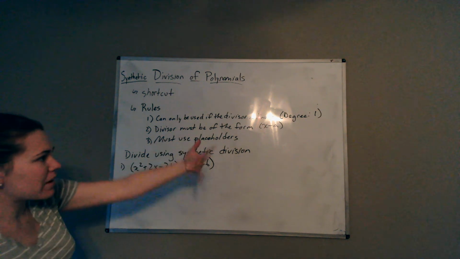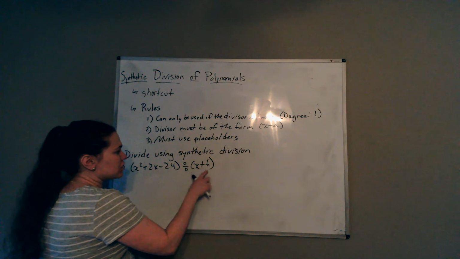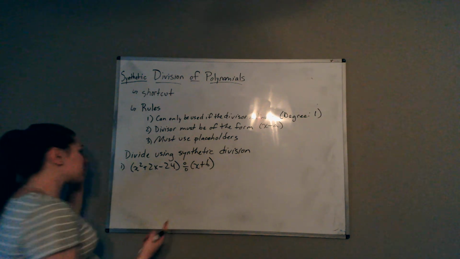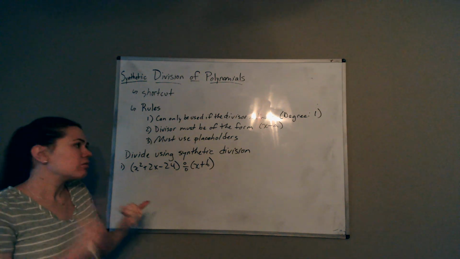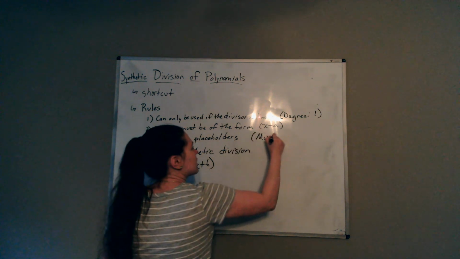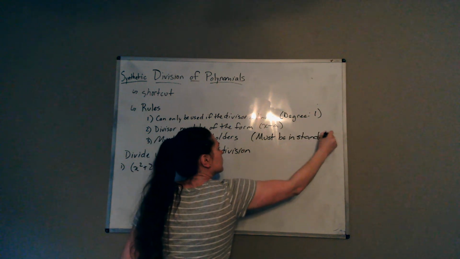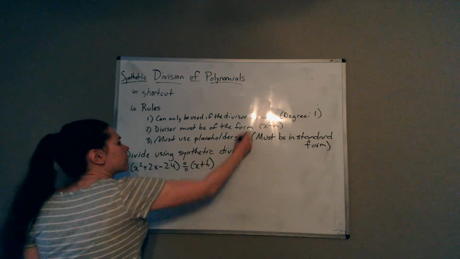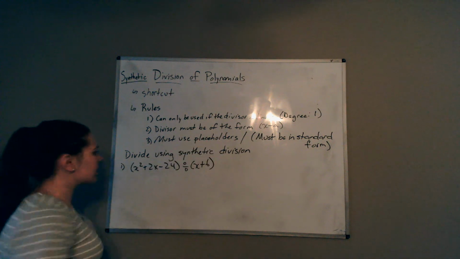Divisor must be of the form x minus a. Yes, it is of the form x minus a. A here is just -6. We really need to make sure the coefficient on x is 1. Do we need any placeholders? You must be in standard form. Do you need any placeholders? Okay, we can add that in. Must be in standard form. If you want to consider that part of the third one, or make it the fourth one.